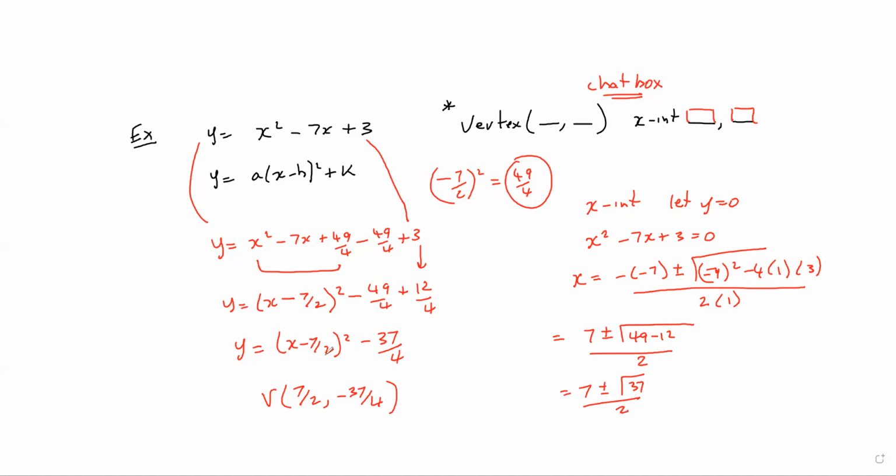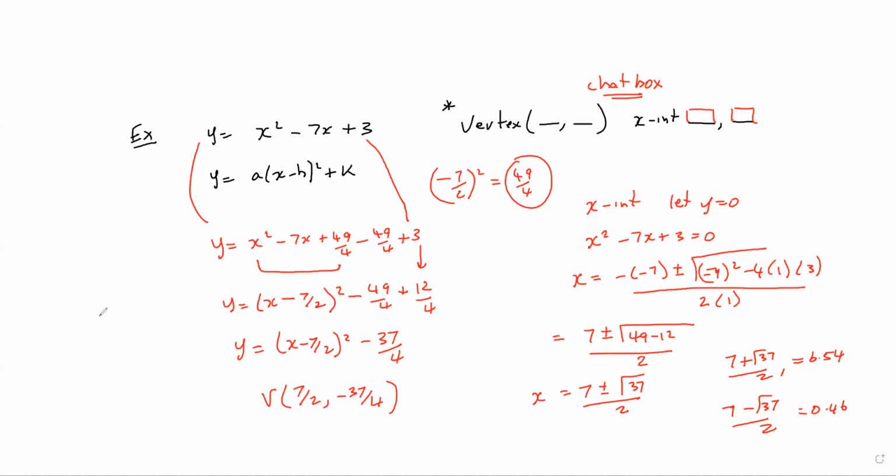And it's looking familiar. They look like the same numbers over here. So this looks like to be the x-intercepts. So 7 plus root 37 on 2, and 7 minus root 37 on 2. So they would have given you 6.54, and this one is 0.46. And those would go on your graph if you're graphing.